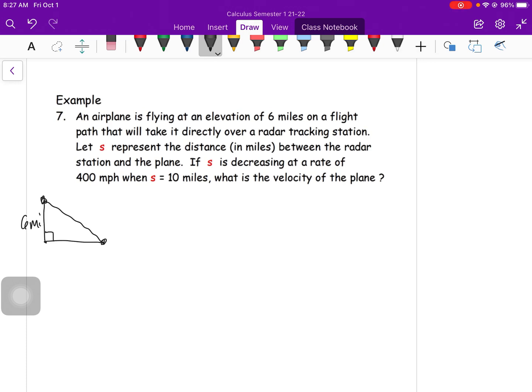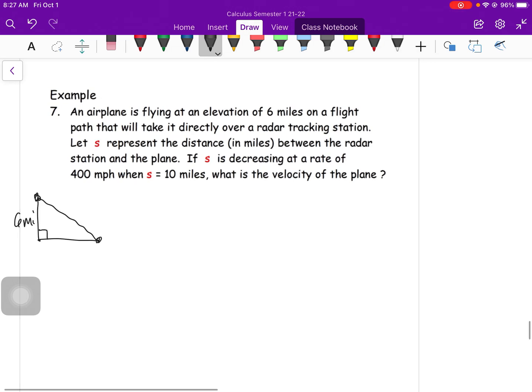And then I want to know, it says let S represent the distance in miles between the plane and the radar station. So that's the hypotenuse. And then I can say this is X. Pythagorean Theorem, again, I've got 6 squared plus X squared is equal to S squared.